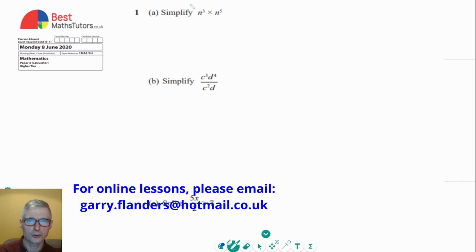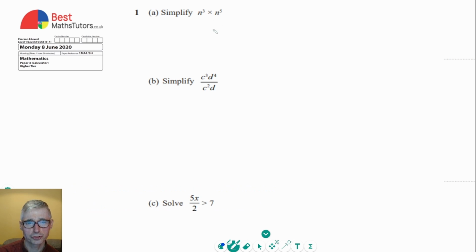This is question 1, and it's a question involving algebra and indices. So we can see here that we've got n to the power 3 times n to the power 5. And we'll just use the rule that when we've got two things with the same base, so we can see that n and n have to be the same, then we just add the powers there. So that just becomes n to the 3 plus 5 makes 8. And that's it for the first one.